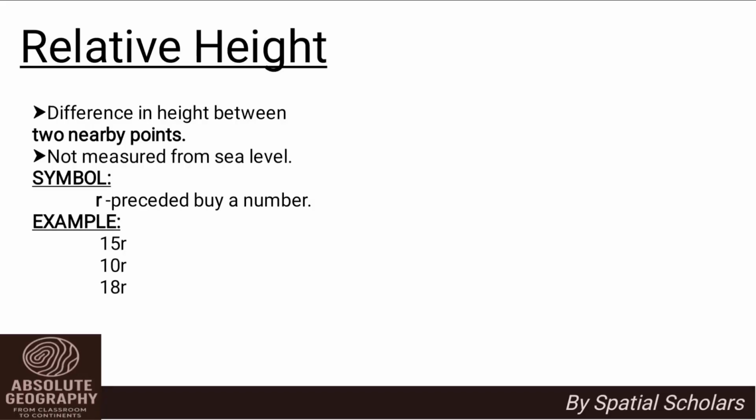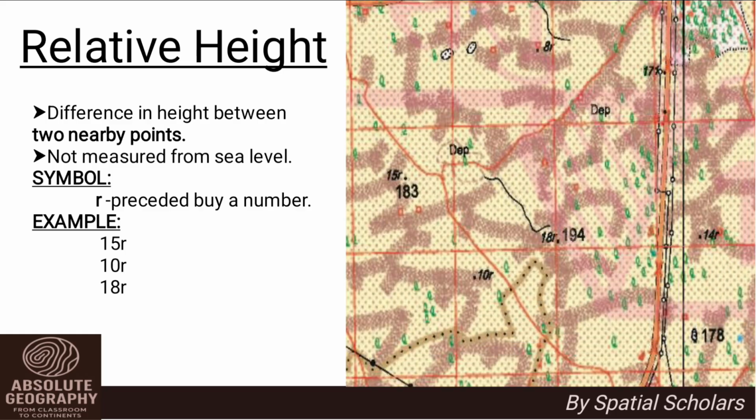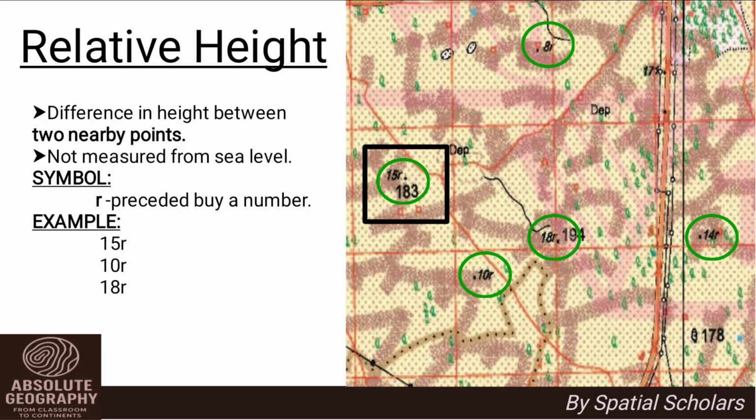Lastly, we have relative height. As the name suggests, it refers to the height of a place in relation to another nearby point. Unlike other heights that we have studied, which are measured above mean sea level, relative height is measured in relation to surrounding land. For example, 15R is written on a dark brown patch representing a sand dune. This means that the dune is 15 meters higher than the surrounding ground.